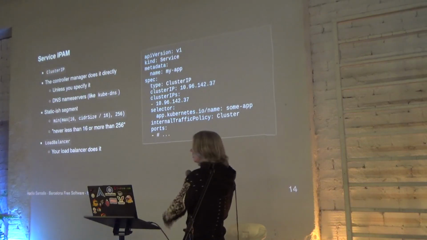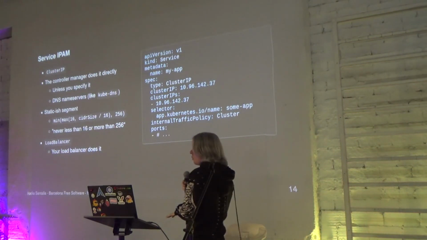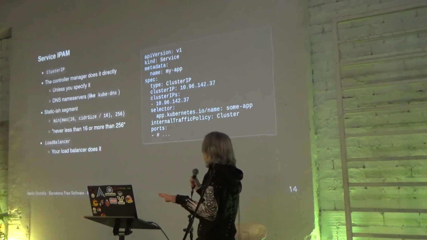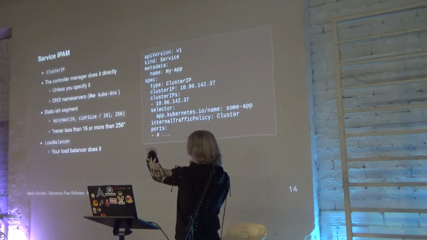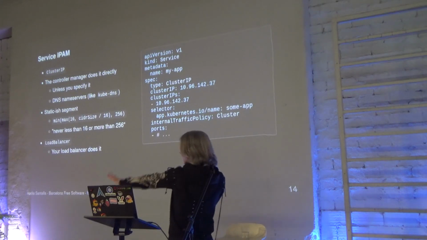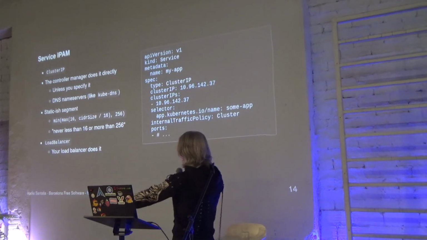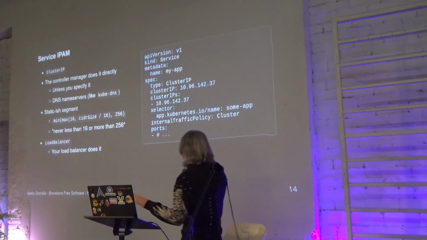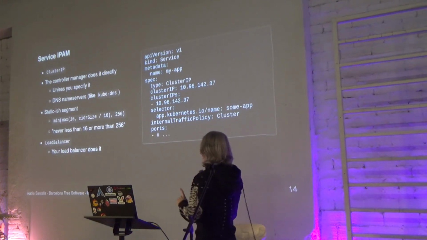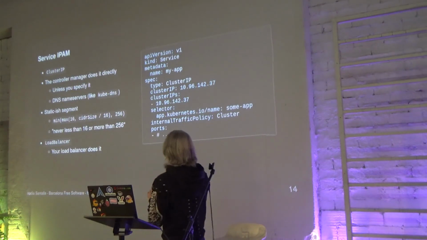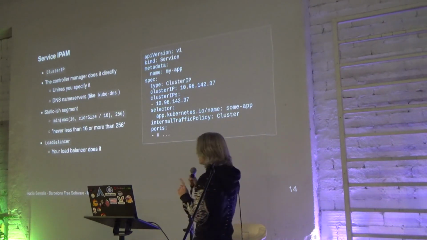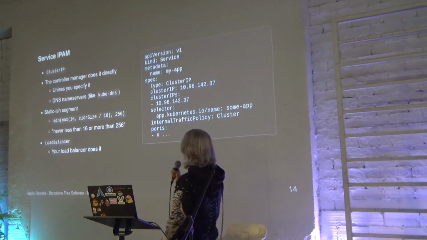For the majority of cases, this time the CNI will not be involved, and the controller manager will pick it directly. If you remember a couple of slides before, we gave the controller manager an argument, this is the range that you can use for services, and it will just pick at random. Or almost random. There is a tiny thing that the controller manager does for us, which is interesting for some things. We'll see it later.